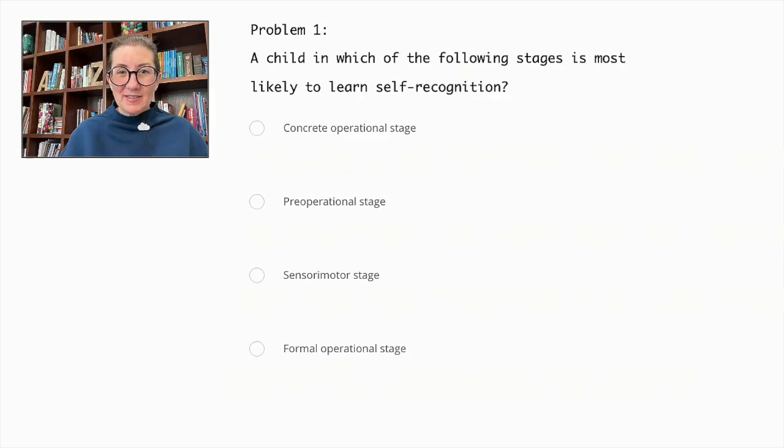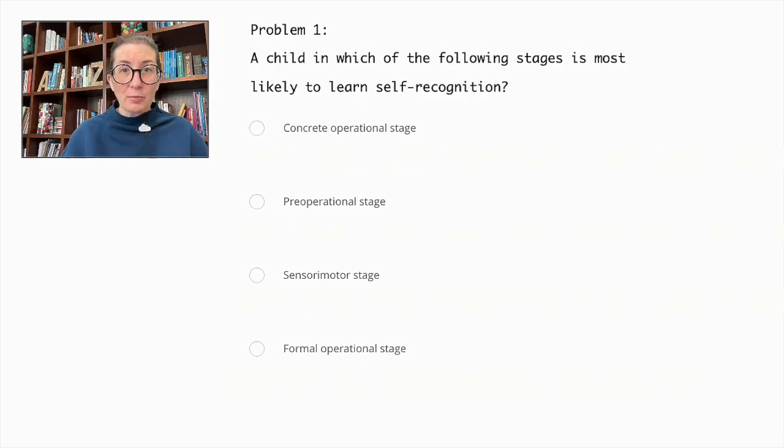Problem number 1. A child in which of the following stages is most likely to learn self-recognition? Concrete operational stage, pre-operational stage, sensory motor stage, or formal operational stage.